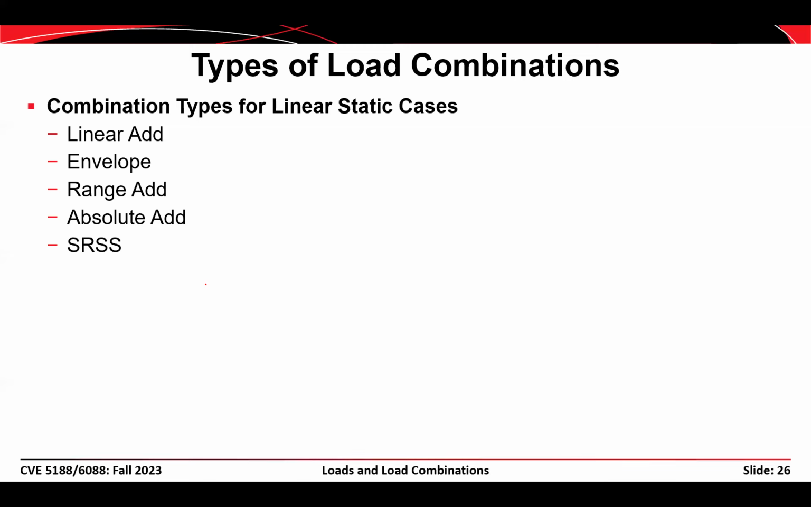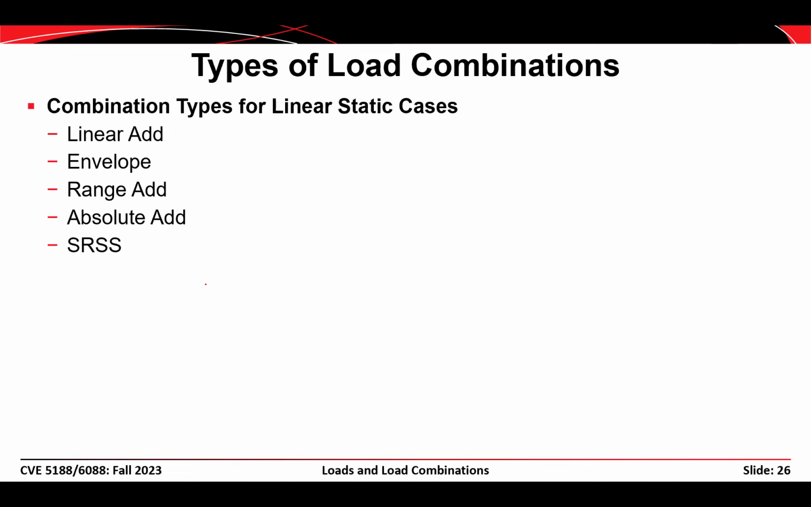All right, if you go in to our load combination definition for SAP 2000, there are five different types of combinations that we can use. There's a linear add and there's an envelope, and those two are probably just as you would expect. You use a linear add if you want to create a combination 1.2 times dead plus 1.6 times live, and the envelope case will give you the worst case, will give you the bounds of what is the worst case output at any given location or any given member.